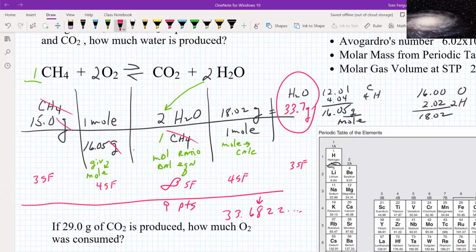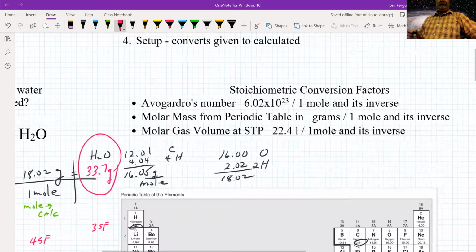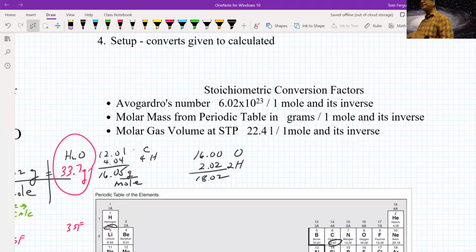Now, when we're working with stoichiometry, because we're doing dimensional analysis, we have to work with conversion factors. So we're going to be working with 3 conversion factors tonight. And you've already seen them all. That's Avogadro's number, 6.02 times 10 to the 23rd over 1 mole, and its inverse. We also are working with another conversion factor, that's the molar mass. That comes from the periodic table. That's the decimal numbers all added up for the formula, and its inverse.